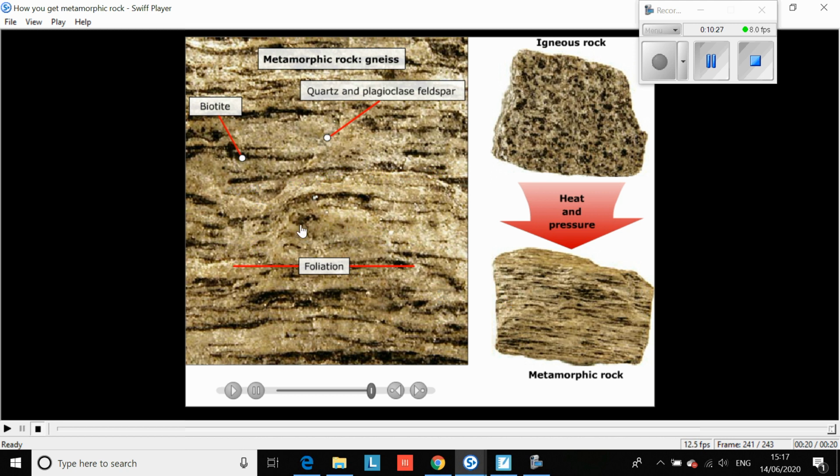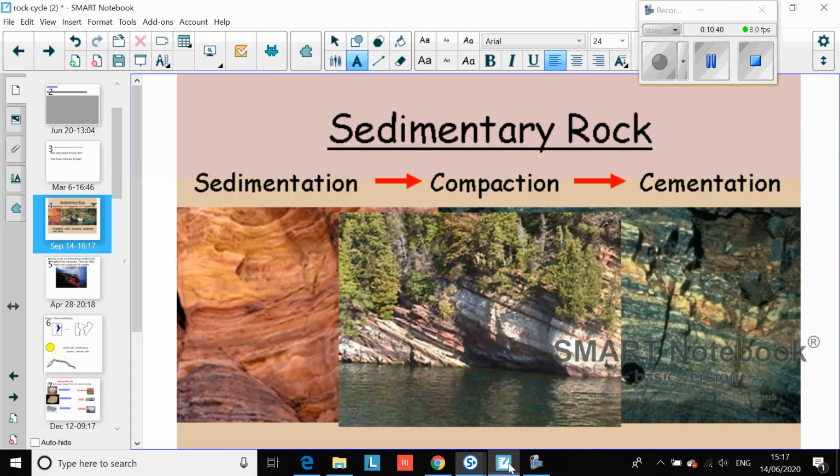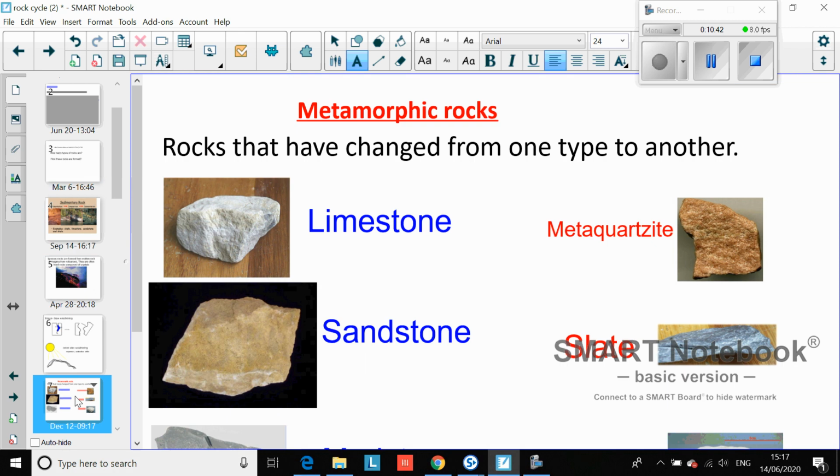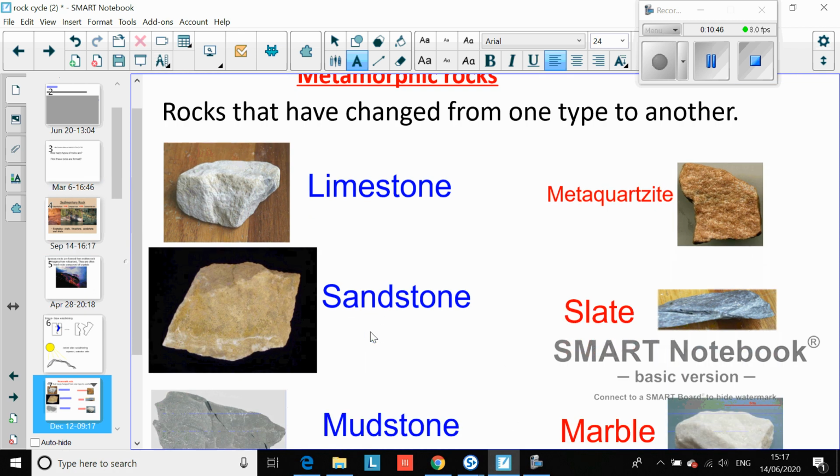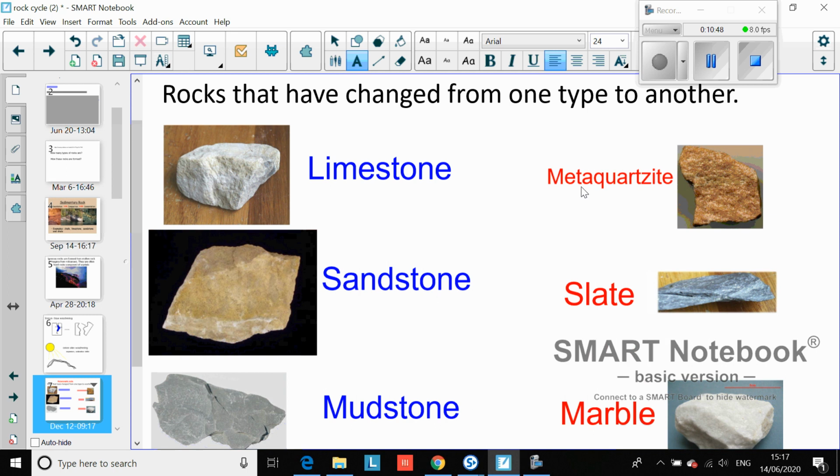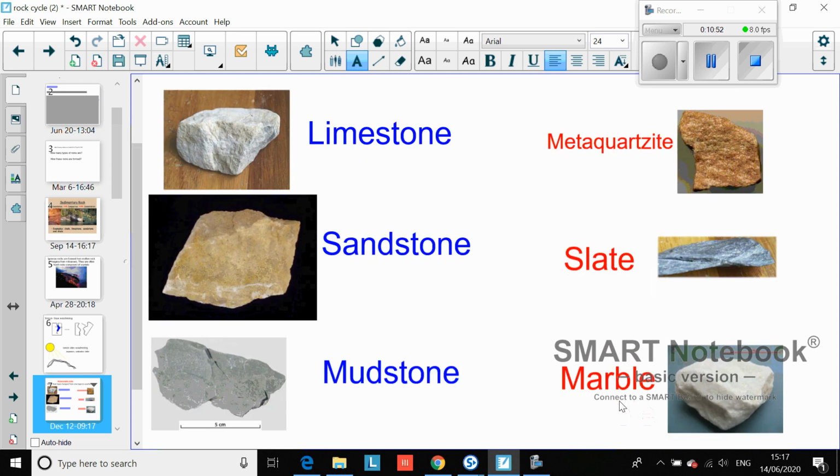Often, the way we know about these rocks is geology will push these rocks back to the surface once they've been heated and put under pressure. And so these are called metamorphic rocks. Some examples that you will have heard of are limestone, sandstone, mudstone, metaquartzite, slate, which we often find on roofs, and marble. All of these are examples of metamorphic rocks.